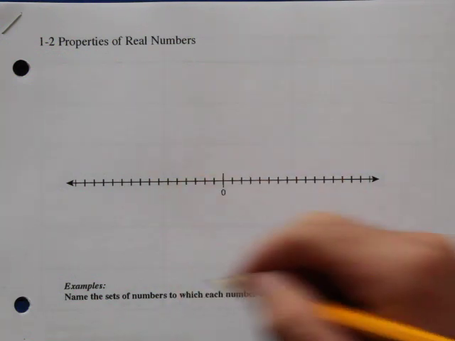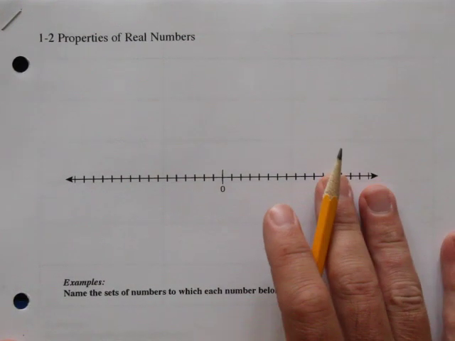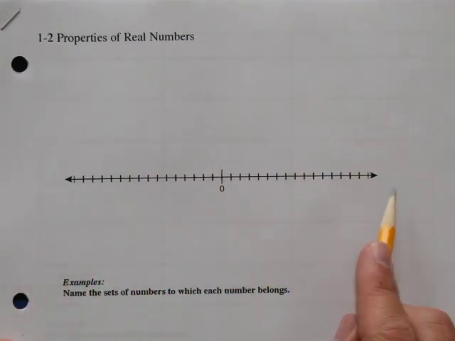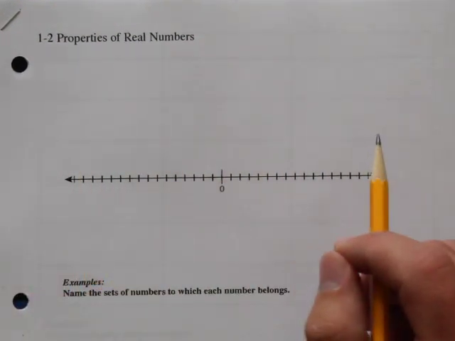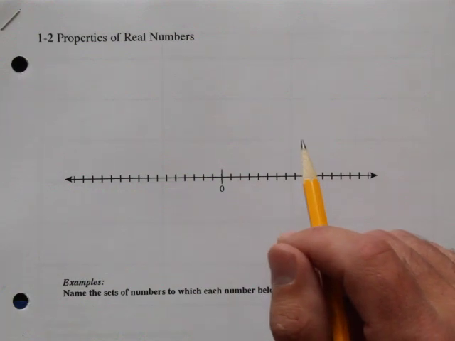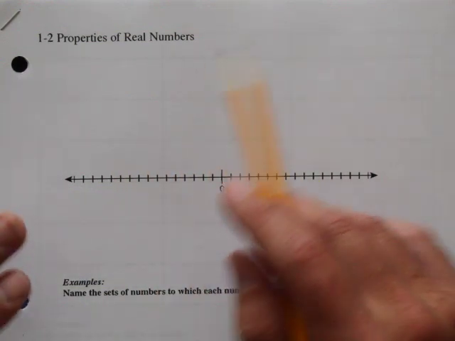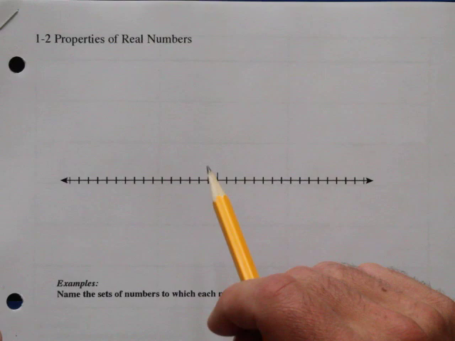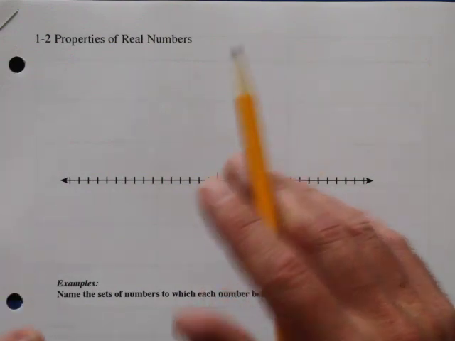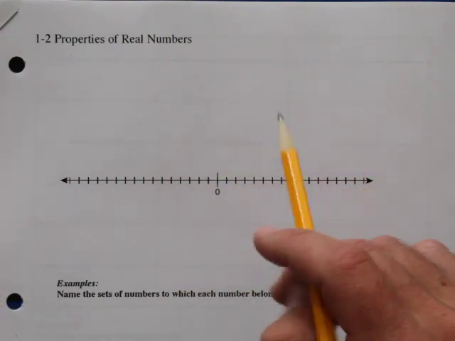All right, so we're going to fill this chart out. If you don't have this piece of paper, it's okay. Just draw a number line and you can fill in all of these blanks. So we're going to go over types of numbers, how we talk about different types of numbers.